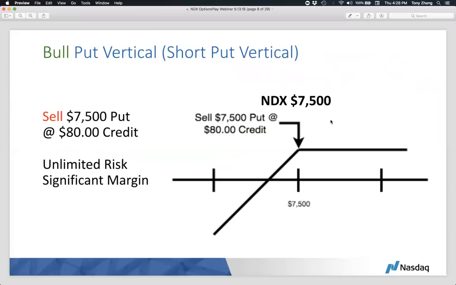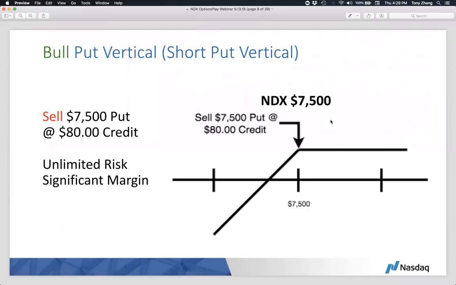So when we're talking about a bull put vertical, this is the bullish trade that you would make, and sometimes this is called a short put vertical. We're going to use NDX in this example, where NDX is trading at 7,500. We're going to look at selling a 7,500 put, an at-the-money put, and collecting an $80 credit for that.